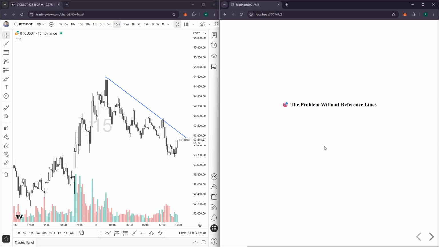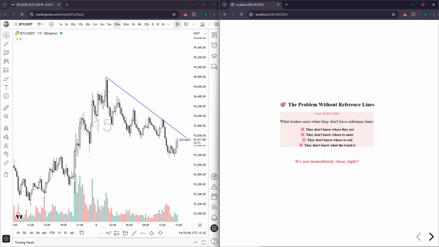There are a couple of problems without reference lines. We are actually lost on the chart. What traders miss when they don't have reference lines is that they don't know where they are, they don't know where to enter, they don't know where to exit, and they don't know what the trend is. It's not immediately clear what to do next.